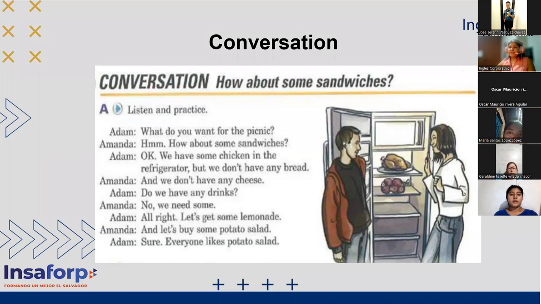Refrigerator. Repeat that, please. Refrigerator. Repeat that, okay, for the ones that consider it is difficult. And lemonade, it is not E, okay? It is like an E, okay? Lemonade. And sandwiches, plural. Okay, very good. We're going to practice another dialogue.